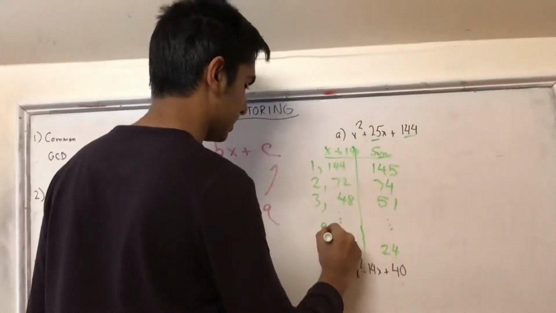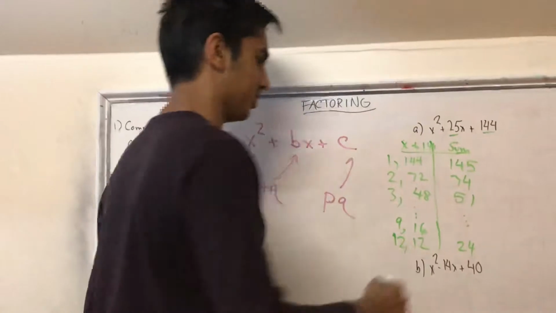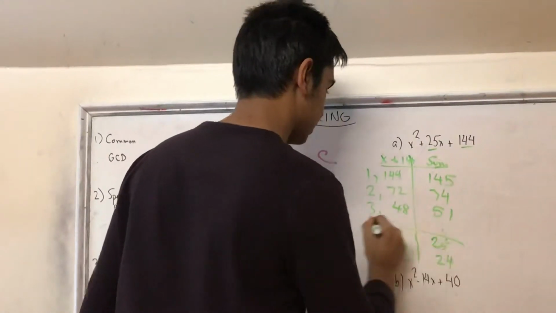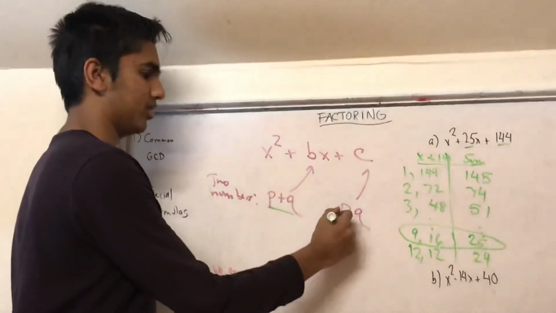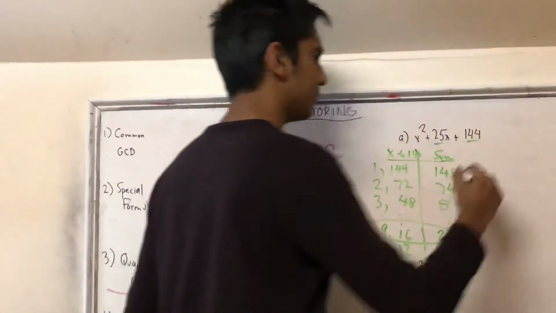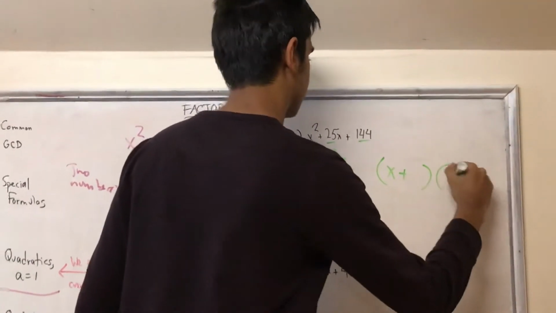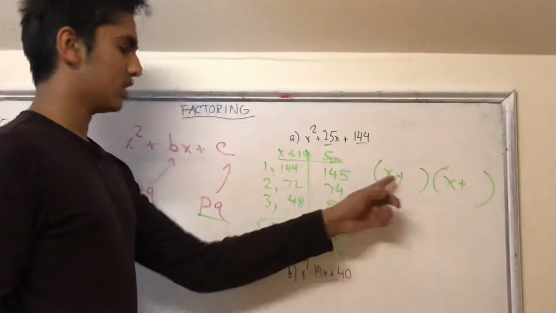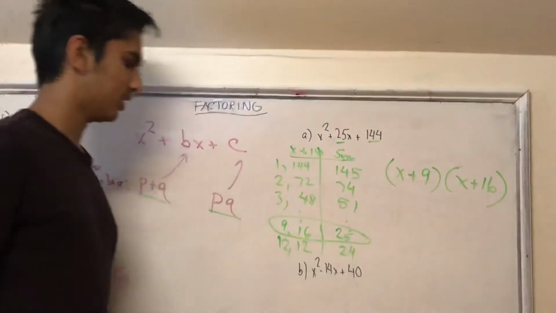So we want something pretty close to it, but not completely. And we notice that 9 and 16 multiply to 144, and they add up to 25. So this is what we want. Now what do we do with them? Basically, it's going to factor as x plus something and then x plus something else. So these numbers are going to be 9 and 16. And that's how we factor it.